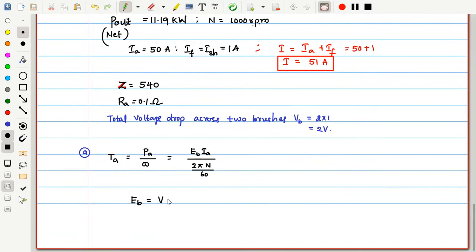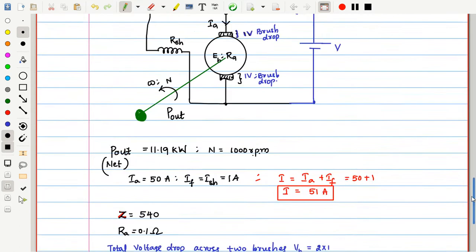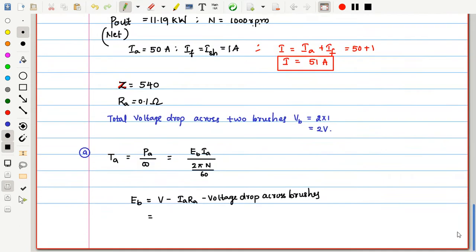So let me write EB is equal to V minus IA RA minus voltage drop across brushes. Usually this brush contact drop is negligible, so you can consider 0 if it is not specified. But if it is given, you have to consider. So how much is the V? V is given as 240 volts.